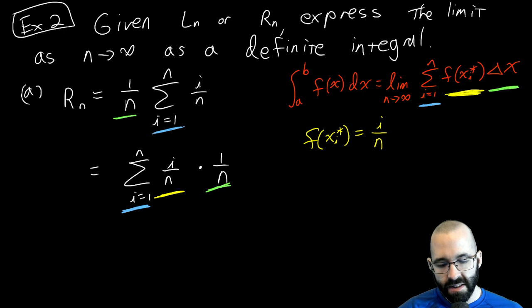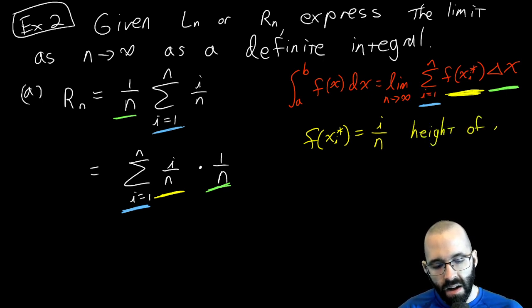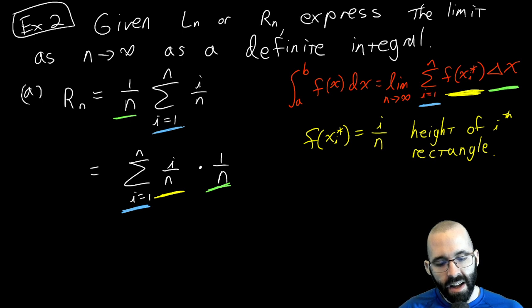So here this is. So think about all the different rectangles. i is going from 1 all the way to n. This is the height of the ith rectangle, and it's the function evaluated at the location of that rectangle.